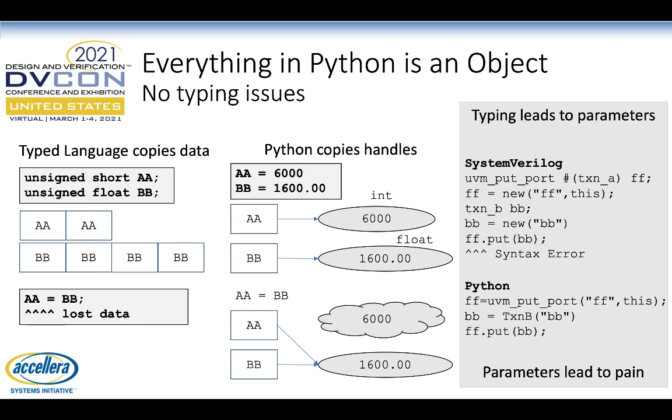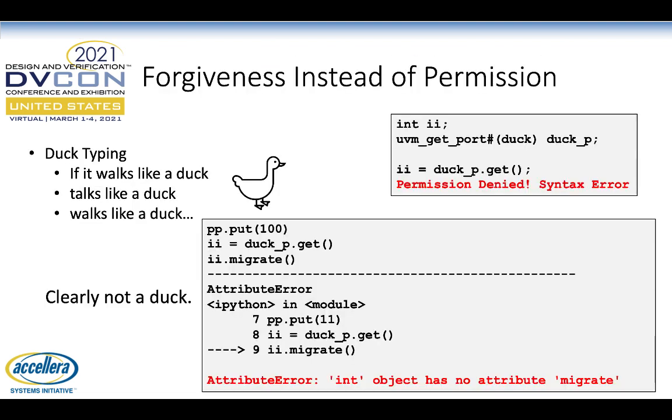Instead, in Python, instead of moving data around, which requires data widths to match, we simply move handles to objects around. Everything is an object, including constants. So we see here AA points to a constant, that's an integer 6,000. BB points to a constant, that's a floating point 1,600. When we say AA equals BB, all we do is copy the handle, and the 6,000 eventually gets picked up by garbage collection. Now what happens if you get the wrong thing?